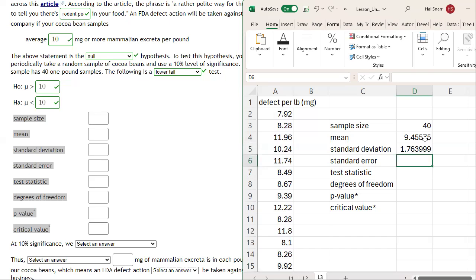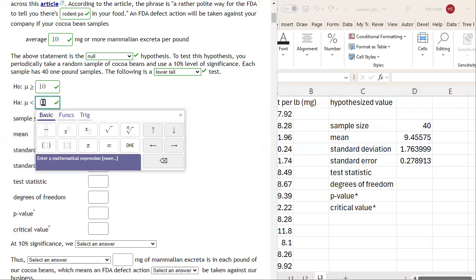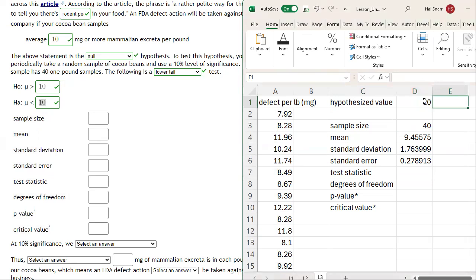The standard error, as we said in the previous part of this lesson, is the square root of the variance of the observations divided by the sample size. Now, the square root of the variance of observations, that is the standard deviation. And then we can divide by the square root of the sample size, which is 40 in this case, right? I'm going to come up here and I'm going to type hypothesized value. The hypothesized value, the standard that we have to meet as a company, is 10. And those are milligrams, right? 10 milligrams. And the standard deviation is in milligrams too.